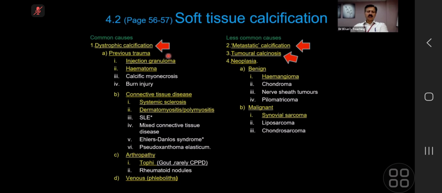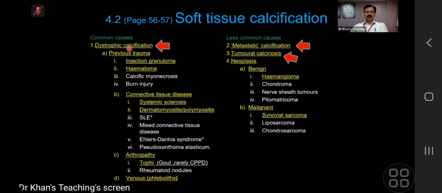Look at these 3 words. It should be in your mind. What is this? Dystrophic calcification, metastatic calcification, and there is a specific entity which we call tumoral calcinosis. I warn you, you have to remember this for differential diagnosis of 2 films which come in the exam again and again. So that's why I have highlighted this.